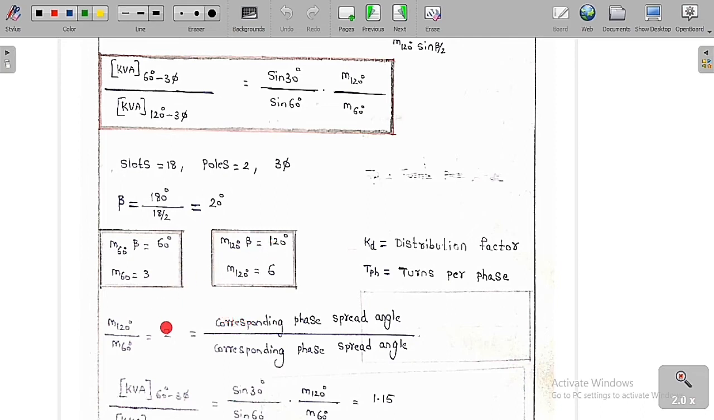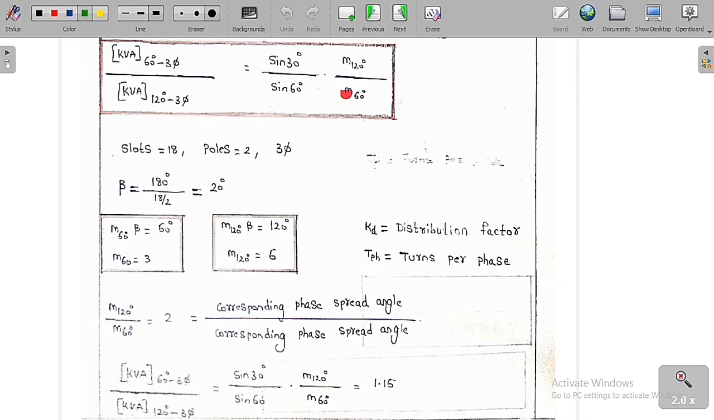So now you can substitute these two here, and if you do a simplification of the remaining things, we will see what you are going to get. Now I am going to keep these two values in this one. Then sin 30 by sin 60 into m of 120 by m of 60 is nothing but this value, which is 2. Sin 30 is half, and sin 60 is root 3 by 2.